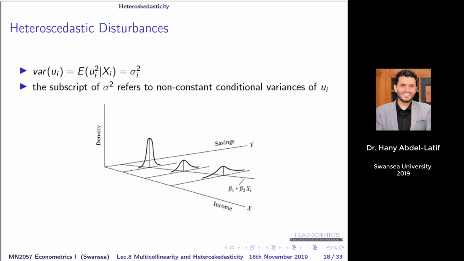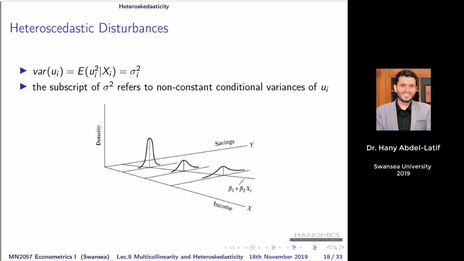So when you look at how they spread around this regression line, they're not the same variance, and that means non-constant variance. That is the problem of heteroskedasticity. So homoskedastic errors are equally spread errors. That's what we like to have. This is our assumption 4, but this is not reality.